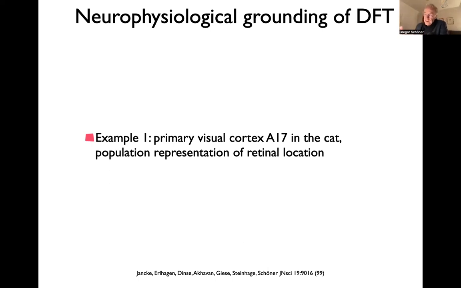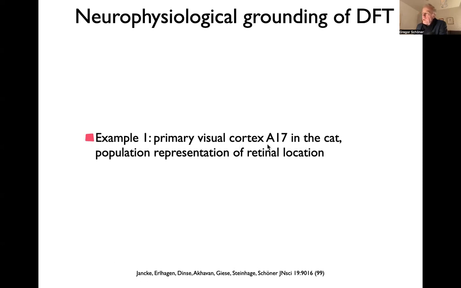And there were two examples that we worked out in detail of how you can take neural data and then actually estimate the fields that the DFT models. And so the oldest is work that we did here in Bochum many years ago, before I went to Marseille, actually. This is Dirk Janke's doctoral work, who's still here at the institute now, a professor.